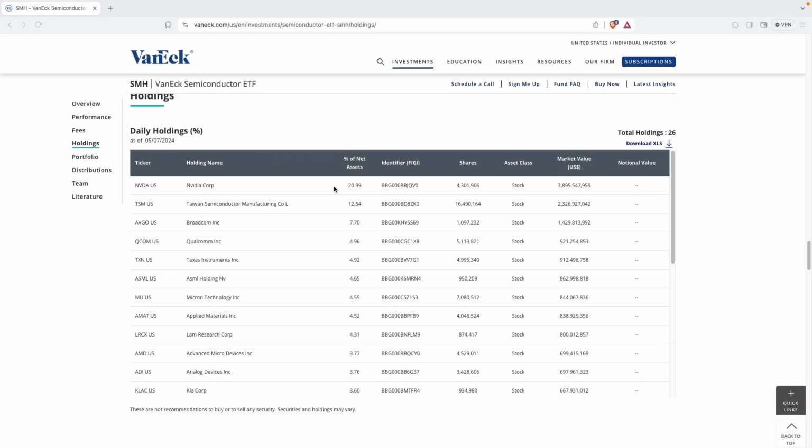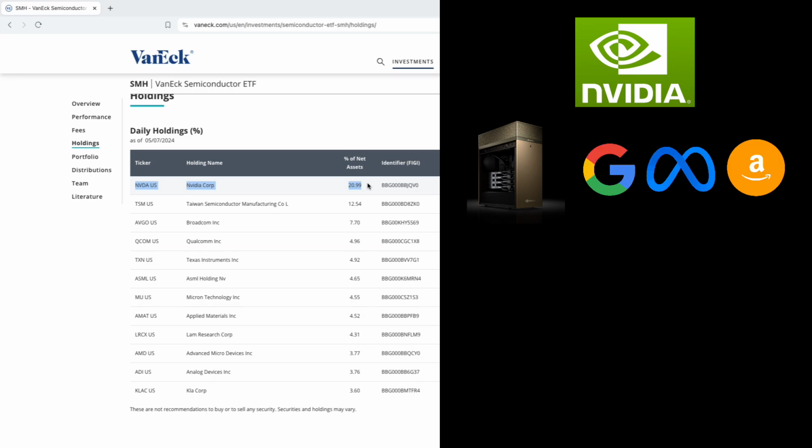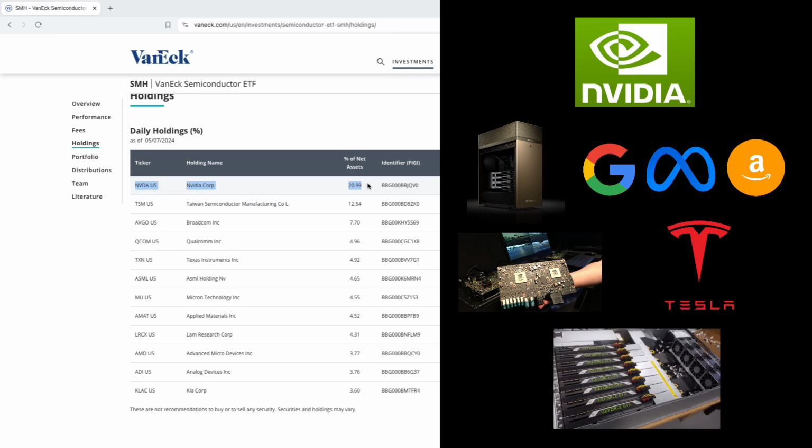Now let's take a deeper dive at the components of the SMH ETF. Here we can take a look at the top 10 current holdings, with a massive tilt towards Nvidia for obvious reasons. Nvidia is the leader in AI computing, with roughly 40% of their business coming from giants like Google, Meta, and Amazon, self-driving cars and Tesla, and also crypto mining.